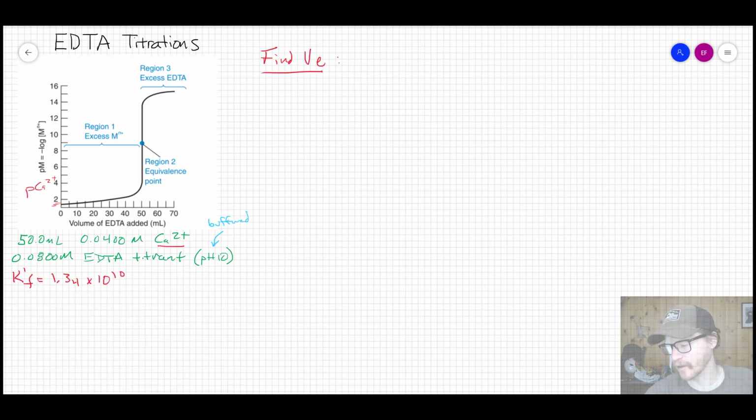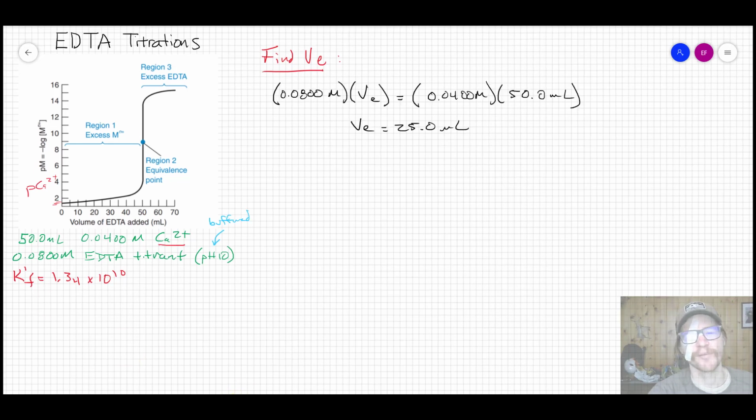All right, so the second thing we need to do, as we've done in all titrations preceding this, is find the volume at equivalence. So what volume of the EDTA solution is required to deliver exactly an equivalent number of moles of EDTA to whatever the metal ion moles are in solution? We can do this with M1V1, or we can do this dimensionally. You've seen this several times, so I'm just going to write that out. That gives me 25.0 mL as the volume added to reach equivalence in this problem.